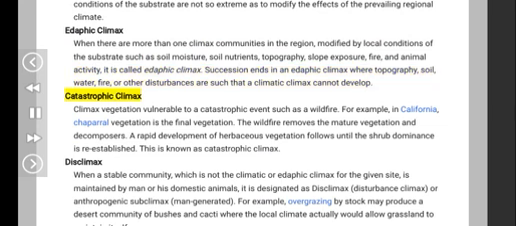Catastrophic climax. Climax vegetation vulnerable to a catastrophic event such as a wildfire. For example, in California, chaparral vegetation is the final vegetation. The wildfire removes the mature vegetation and decomposers. A rapid development of herbaceous vegetation follows until the shrub dominance is re-established. This is known as catastrophic climax.